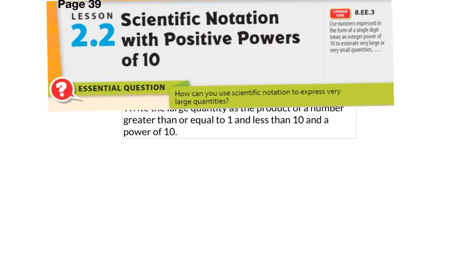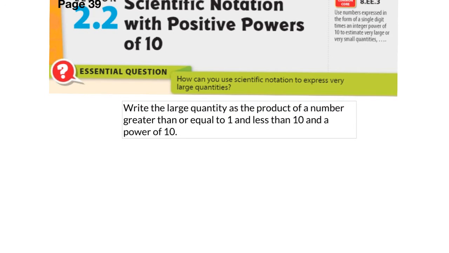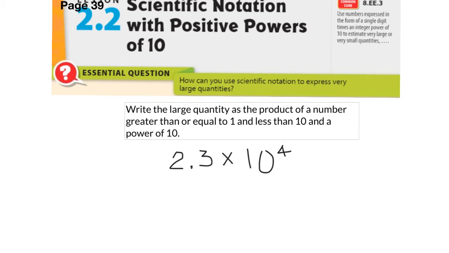Write the large quantity as the product of a number greater than or equal to 1 and less than 10 and a power of 10. So when you write something, it's going to be something like this: 2 3/10 times 10 to the 4th power. And that will give us a product. So here's your product.